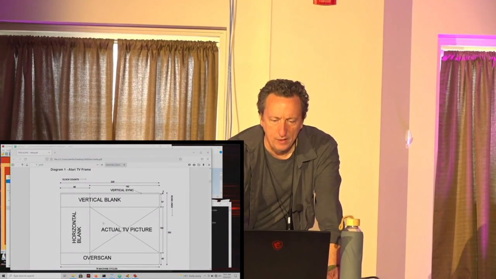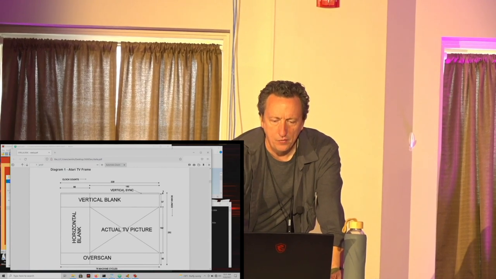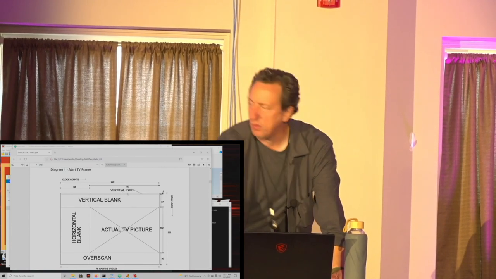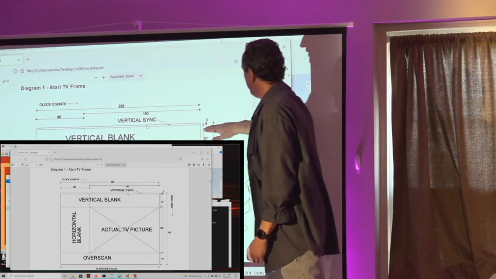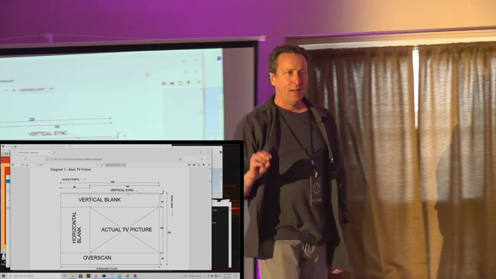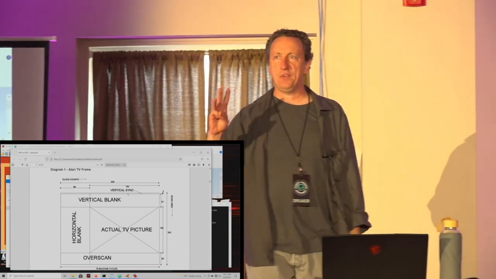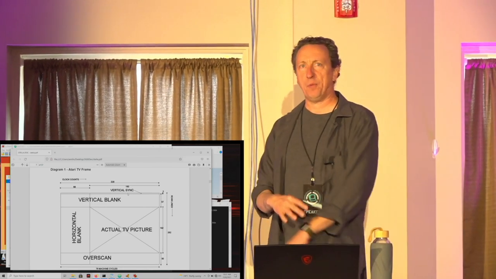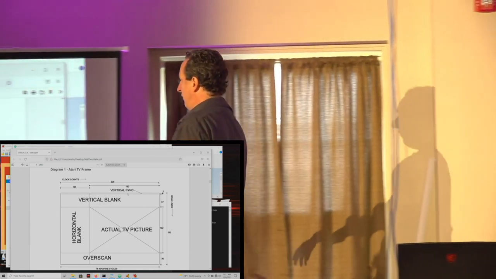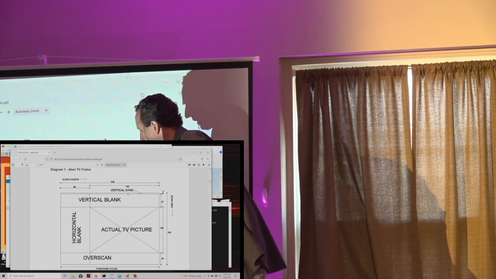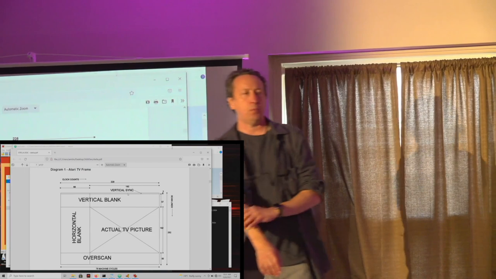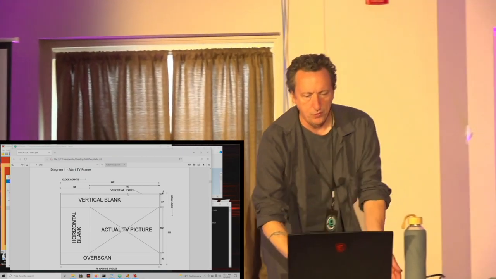Remembering this right here, we have a vertical blank. There's this little section right here called vertical sync. That has to be three scan lines. It basically tells the TV to get ready, here comes the picture, right? And then the vertical blank. And then we have the actual picture in here, and then some overscan, which showed up on some TVs and didn't show up on others, so we don't use it.